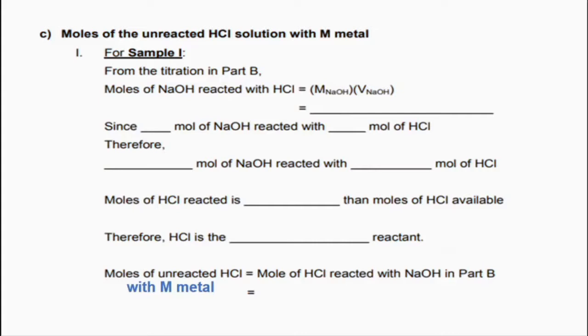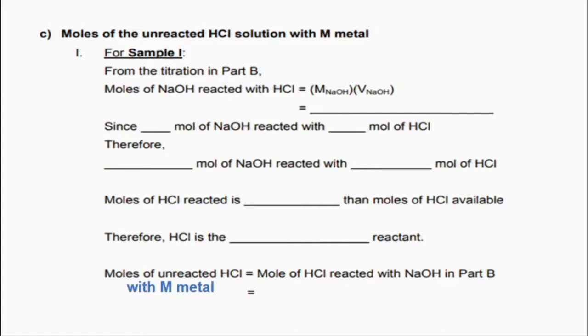So right now we want to calculate how many moles actually of this unreacted HCl with metal M. To do this, we are going to divide the calculation for two samples. We are going to start with sample 1, and then we are going to do the same thing for sample 2, the second sample. So let's start with sample 1.